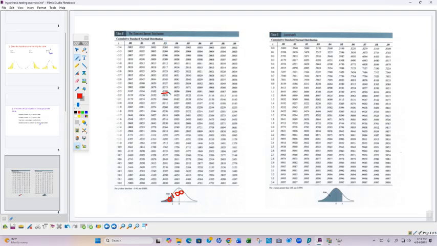Negative 2.33. Now, let's say your curve is shaded the other way. I'll just do a sloppy one here. If it's shaded that way, then remember you have to do 1 minus. So I would have to do 1 minus 0.01 and look up the closest thing to 0.9900. And that, of course, would be on this side.